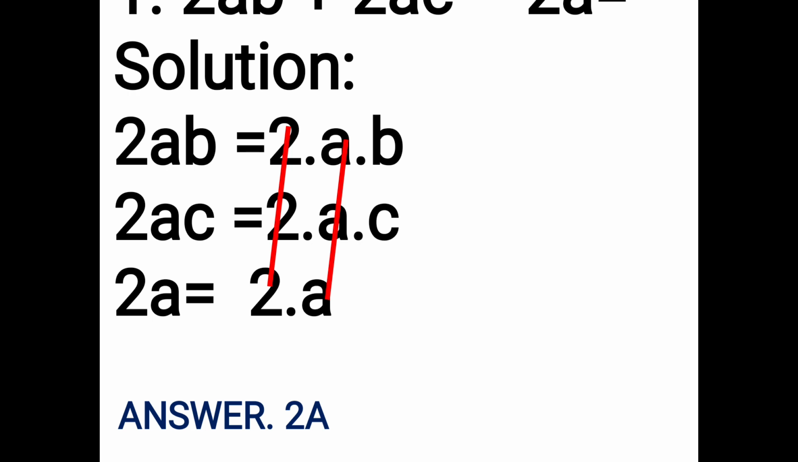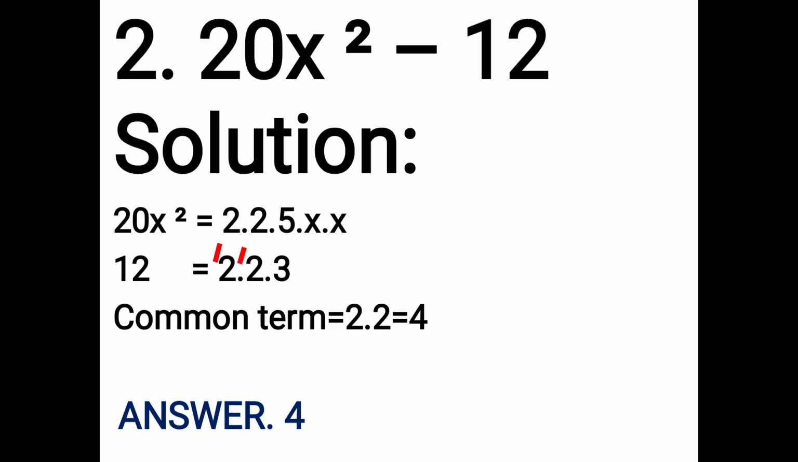For number 1, we have 2ab plus 2ac minus 2a. For the solution, we have 2ab is equal to 2 times a times b. Then we have 2ac is equal to 2 times a times c. Then we have 2a is equal to 2 times a. Get the common term, which is 2 and a. So the greatest common factor for the three terms is 2a.